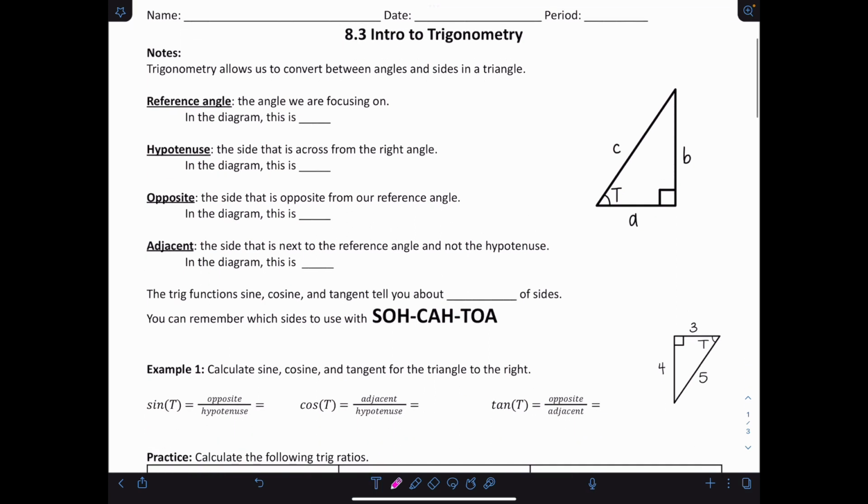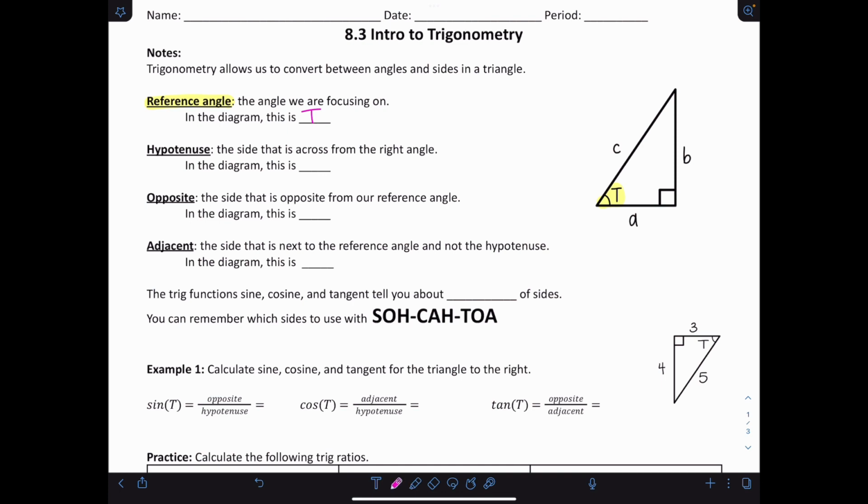Before we set up our formulas, of course, we need some vocabulary. The reference angle is the angle that we're focusing on in the triangle. In our diagram to the right, there's only one angle that's labeled, and that's this guy right here, T. So in the diagram, this is T. Let me highlight them. T's in the corner here.